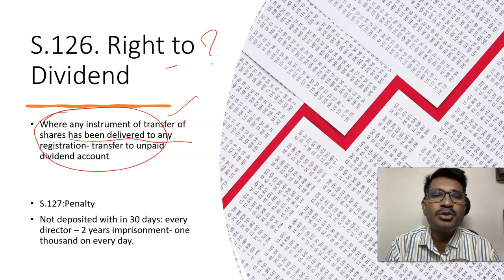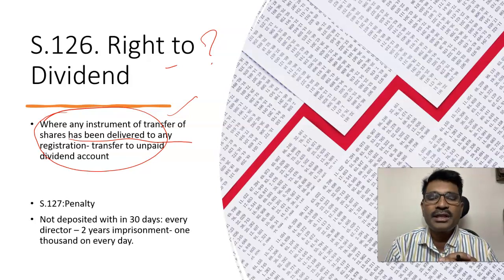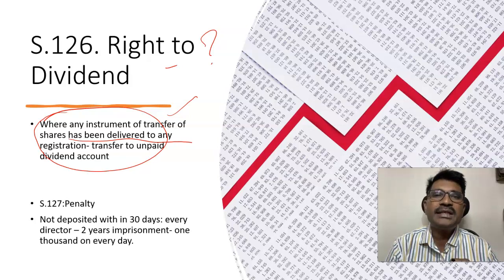So people have to observe the capital markets and the stock markets, whether the company is delivering a dividend today or not. Even if they deliver the dividend, they should be very clear whether I have a claim to that dividend or not, whether it is going to the transferor or the transferee. So therefore section 126 provides who has the right to claim the dividend.